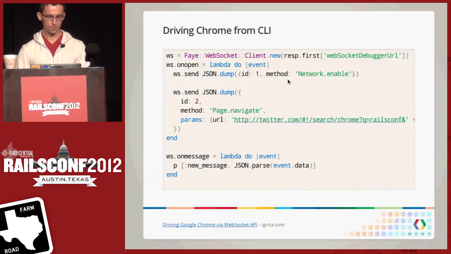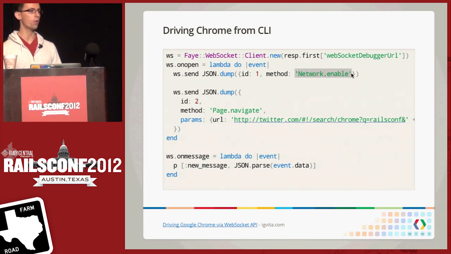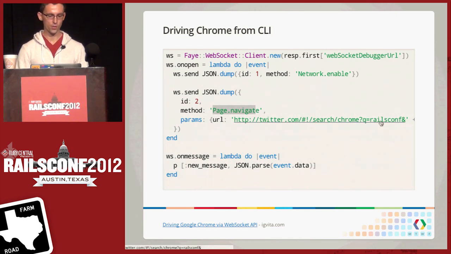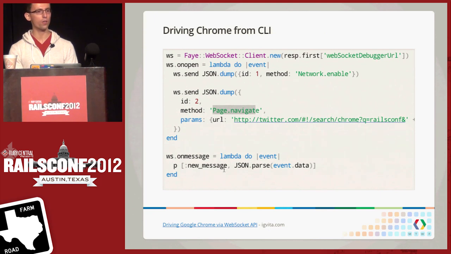So we looked at that. So what are we doing here? What is that script doing? It's actually just connecting to a regular WebSocket. The first thing it sends is a command that says network enable, which tells Chrome, hey, I want you to send me network debugging events. Then we send the second command, which says, please navigate yourself to this specific URL, right? So search for RailsConf, and then just print out all of this data to the command line whenever you get a message. So very, very simple stuff.